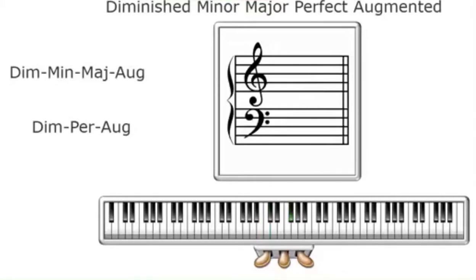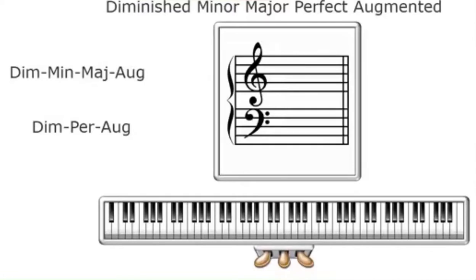At the top of the screen, I've listed 5 different types of interval, which are diminished, minor, major, perfect, and augmented. Now I'm going to look at the intervals that we have in a major scale between the first note of that scale and each of the other notes in that scale.